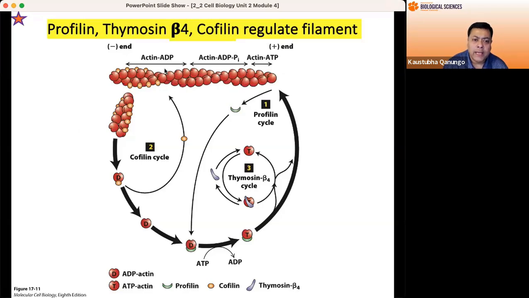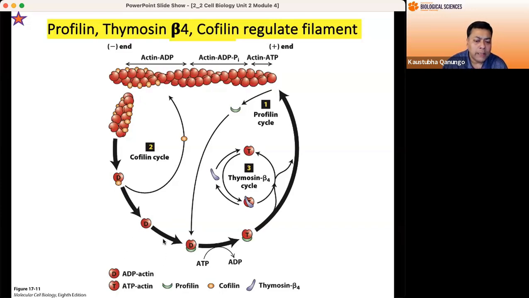We already know that at the minus end, the depolymerization naturally happens when the actin ATP is hydrolyzed to actin ADP. But cofilin as well as gelsolin bind to these structures and sever them in chunks. So this happens in an extremely rapid, millisecond time when the cells need to change the dynamics. So severing proteins, very rapid depolymerization from the minus end, cofilin and gelsolin.